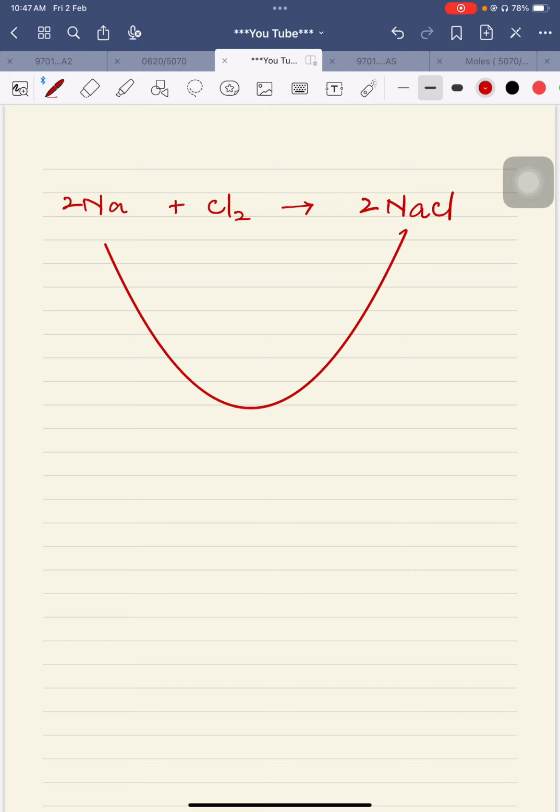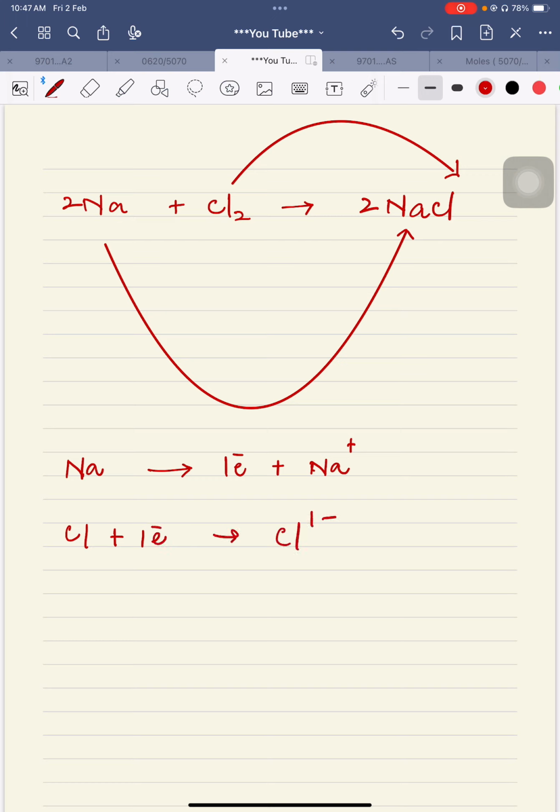We are saying that sodium is changing itself into sodium ion, whereas chlorine is changing itself into chloride ion. Now, the sodium atom is losing one electron and turning itself into Na plus, that is the sodium ion. In the same way, the chlorine atom is gaining one electron and turning itself into chloride ion.